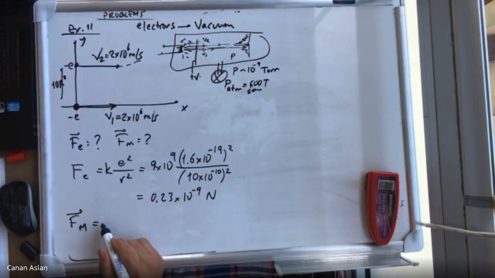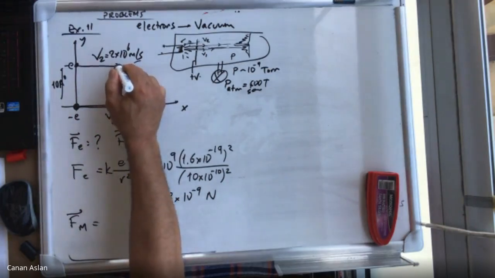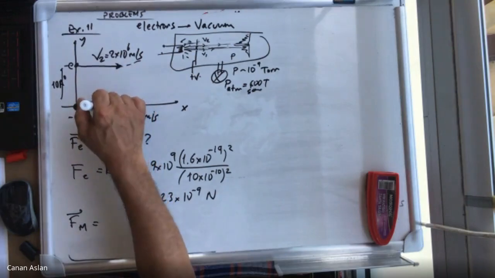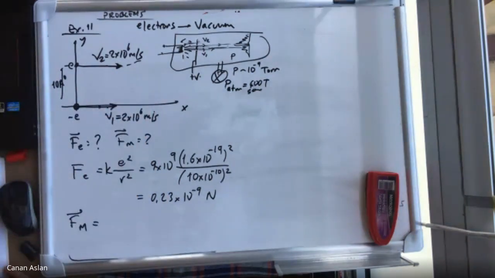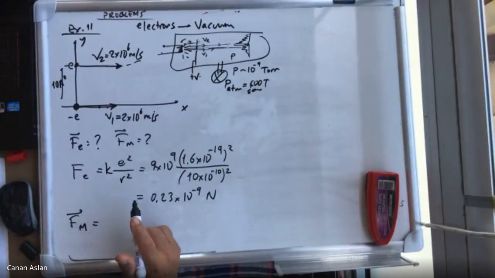First, let's calculate. In order to do this, we know that if this creates a magnetic field on this, this also creates a magnetic field on that. So let's try to find the magnetic field that is produced by one of these electrons. The magnetic force acting on each electron is going to be the same in magnitude and opposite in direction.